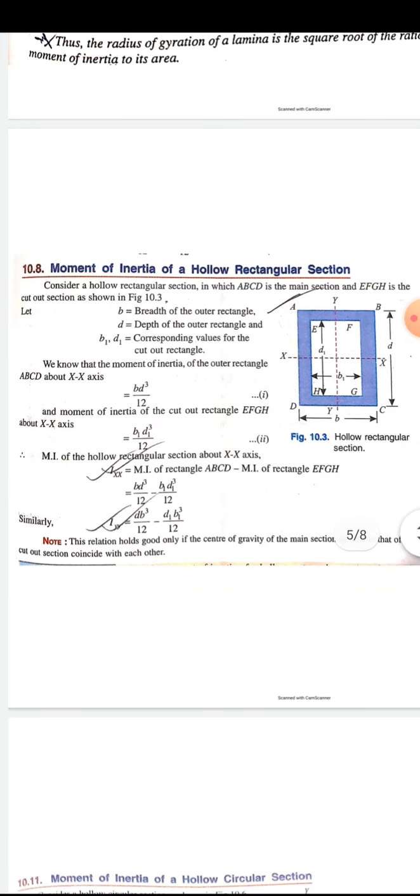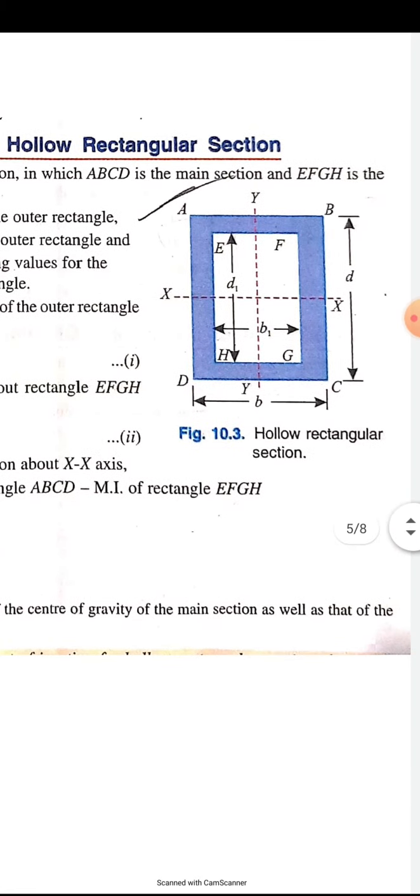Next, this portion taken from Khurmi Gupta books. Moment of inertia of a hollow rectangular section. Hollow section, just see it. Hollow section, hollow cutout section. Cutout section previously you have done. See the center of gravity. সেন্টার অফ গ্র্যাভিটি প্রবলেমের সময় আমরা কাট আউট সেকশন করেছি, এখানেও কাট আউট সেকশন রয়েছে, মুভমেন্ট অফ ইনার্সিয়া. সো ডিসকাস দ্য মুভমেন্ট অফ ইনার্সিয়া in this chapter.